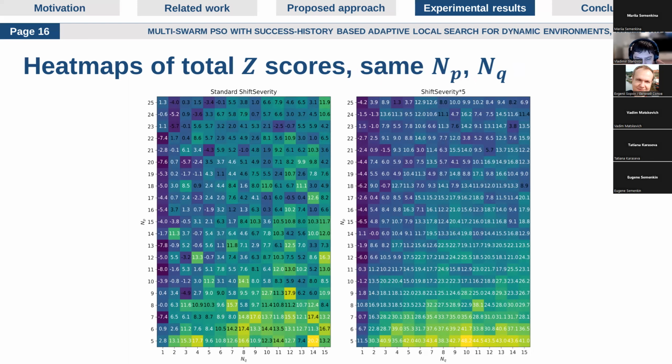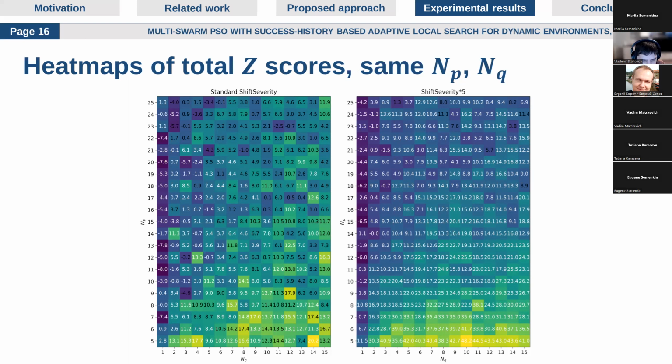So in the next experiment, we compared the MQSO and the MQSO SHA, so baseline and modified approach, and we used the same population size and the same number of quantum particles for both algorithms. So at every point, it's a comparison of baseline and modified version. As you can see, for example, these 2 pictures are for standard shift severity and increased shift severity.